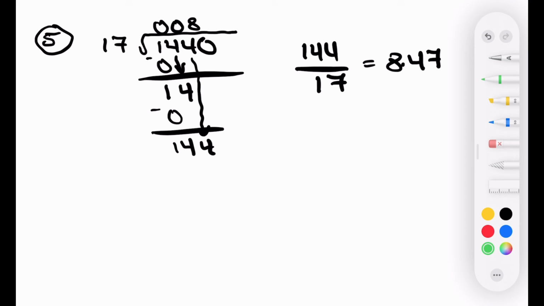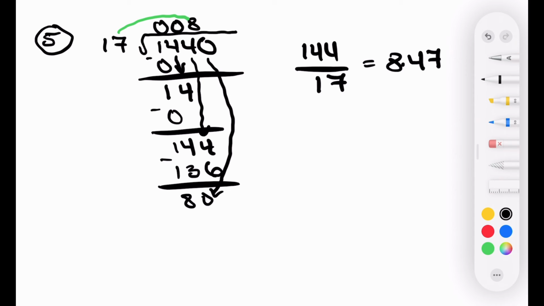And then now to get the number that we subtract by, it's 17 times 8, which is just going to give us 136. When we subtract these two numbers here, we're going to be left with 8. We have to drop our last digit, which is this 0. And then we say 80 divided by our 17. 80 divided by 17 is 4.70. So we're going to write a 4 in our quotient.